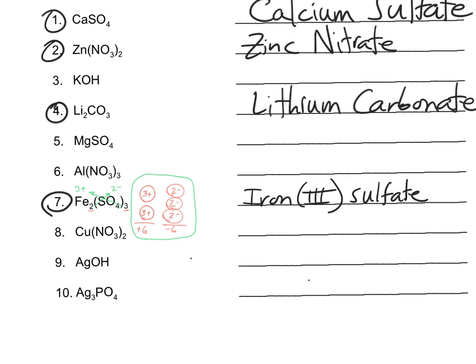All right, one last, how about let's do number 10. The metal is silver, Ag, and the polyatomic ion is phosphate. This is just silver phosphate.